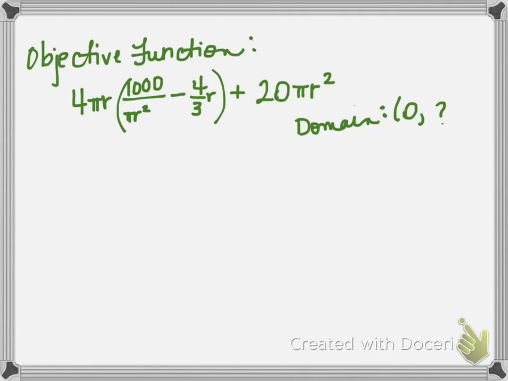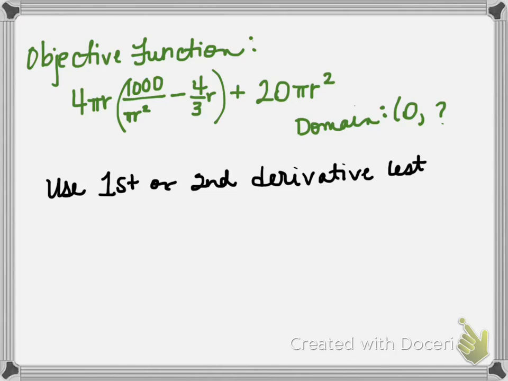So we can't include 0, which automatically tells me we can't use the extreme value theorem, because the extreme value theorem is only valid on a closed and bounded interval. That means the endpoints have to be included. So we're going to have to use the first or second derivative tests. Okay, so that's how we're going to proceed.